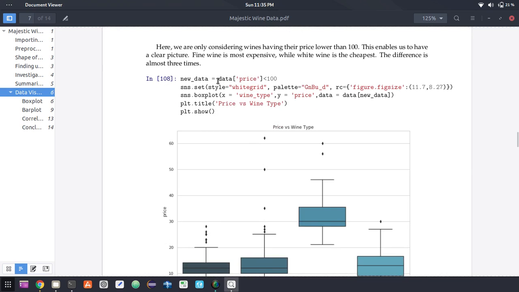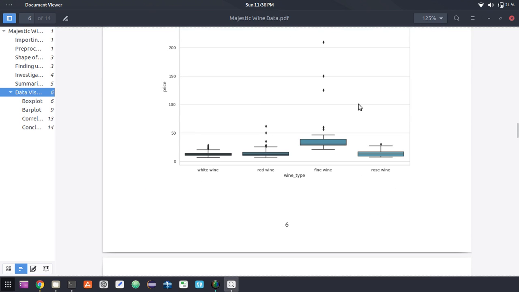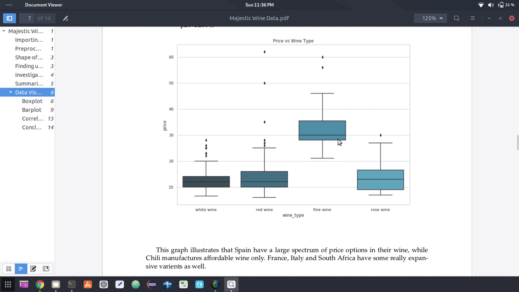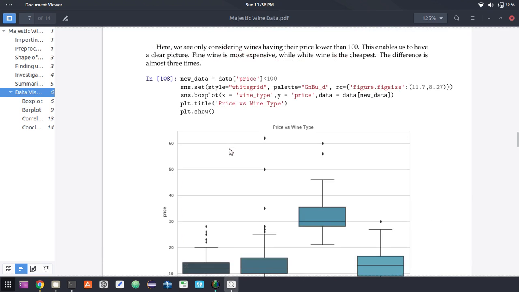Now we are considering only data with price lower than 100, so the whole thing is zoomed in. Now we can analyze this. We can see that fine wine on average is more expensive. White wine, red wine, and rose wine are the cheaper versions, and fine wine is expensive.